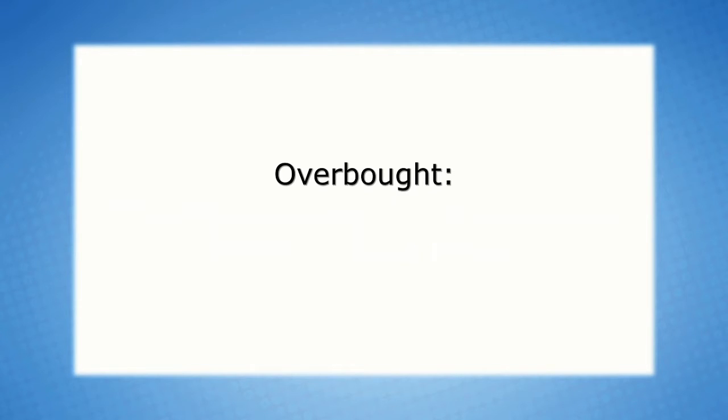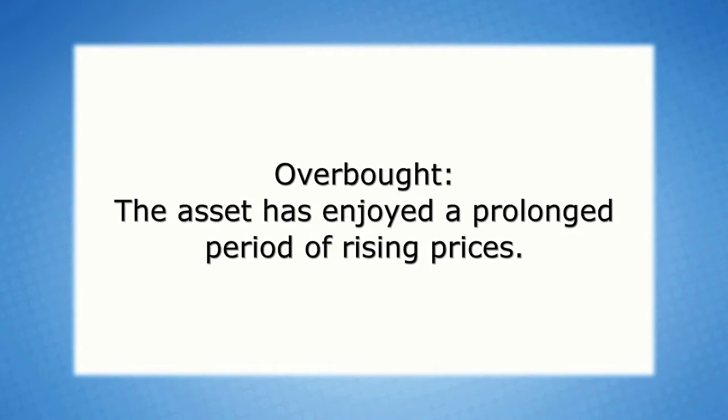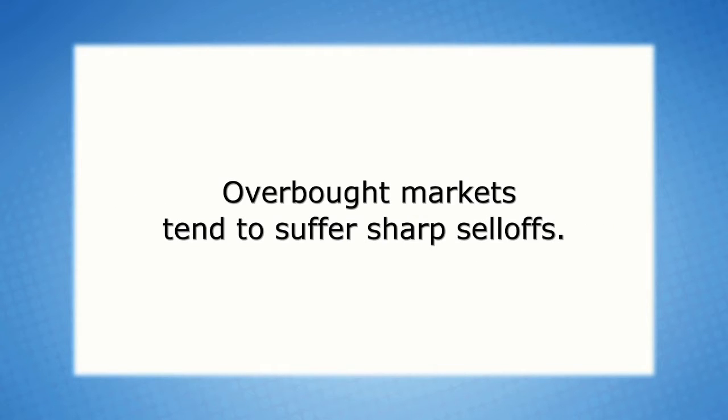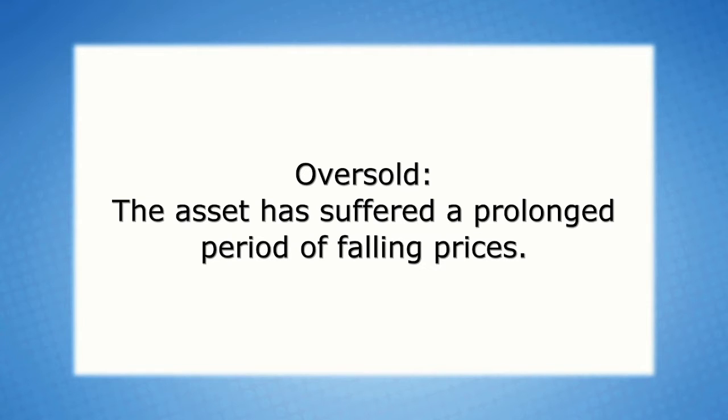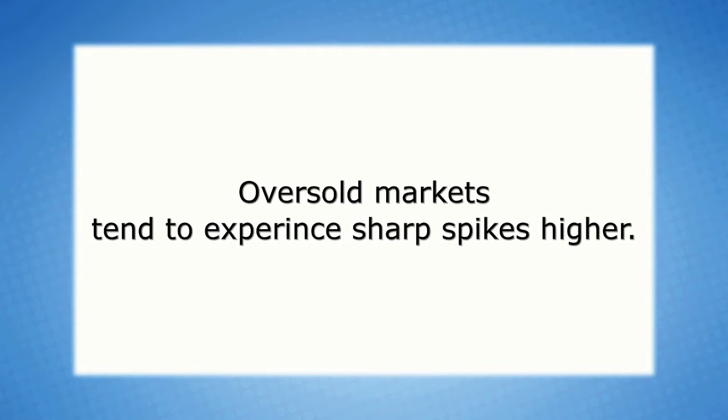When traders say an asset is overbought, it means that the asset has enjoyed a prolonged period of rising prices. And since no asset runs higher and higher in a straight line, overbought markets tend to suffer sharp sell-offs. Conversely, when traders say an asset is oversold, it means the asset has suffered a prolonged period of falling prices. And since no asset runs lower and lower in a straight line, oversold markets tend to experience sharp spikes higher. Both instances are basically extreme situations becoming less extreme.